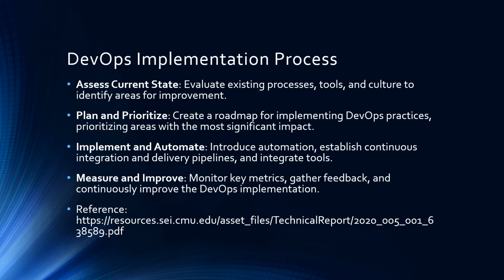Finally, the measure and improve phase establishes a continuous improvement cycle. Monitor your key metrics, gather feedback from teams, and continuously refine your approach. This isn't just about technical metrics. Consider team satisfaction, customer feedback, and business outcomes as well.